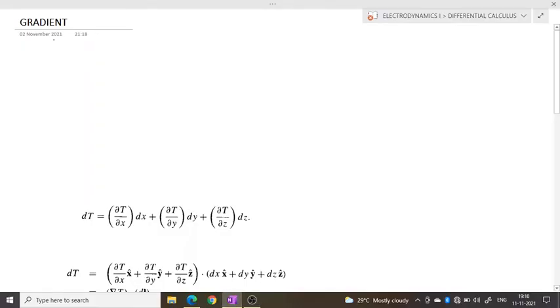Hello students, our next topic is gradient of a function. So consider a function t which depends on three coordinates x, y and z. This t is a scalar function.